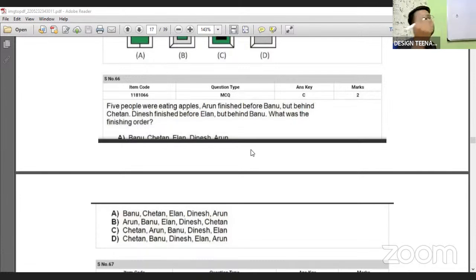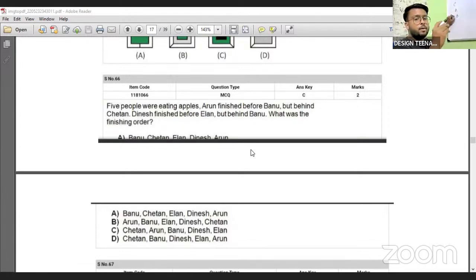So let's assume we are arranging in ascending order. Ascending order of time. So first who finished is then Arun. Arun has finished before Banu. So first Arun, then Banu. Now if we get something in between, we will push them in. So A and B. But Arun has finished before Banu, but behind Chetan. So then Chetan is in the top, right? Arun has finished before Banu, but after Chetan, behind Chetan. So behind Chetan, then Chetan is the one at the top. After that, Arun, after that, Banu.